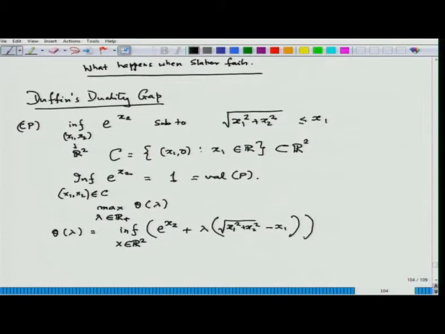Now, how do I compute that theta lambda? How do I know what theta lambda is? We will show that theta lambda is 0 for whatever lambda we take, and so the maximum value would be 0, and there is a duality gap. Slater does not hold. Let us see how I compute this.